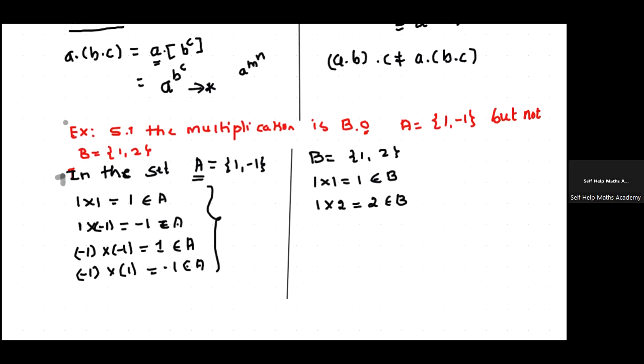Now I'll take element 2 and 1. It is 2, which is again in B. Let me take 2 and also 2, which is 4. This does not belong to B. You can see there is no 4 here. So hence it failed at this particular moment. Hence ordinary multiplication will not become a binary operation on this set, whereas it does become a binary operation on the other set. Okay, so like this we can tackle the examples.